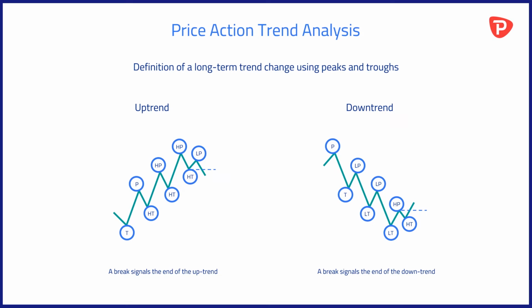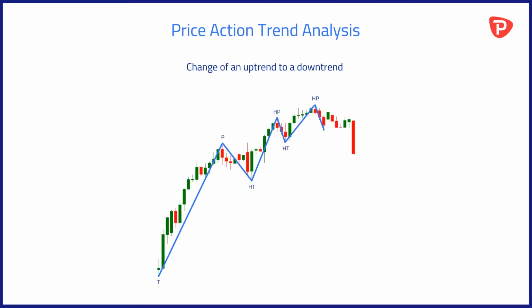Now let's look at a real example of how a long-term uptrend can change. On the screen we can see that there are a series of higher peaks and higher troughs that are confirming a long-term uptrend. Closer to the end of the chart, there is a situation where price has formed a lower peak. This is the first signal that there may be a potential change of trend.